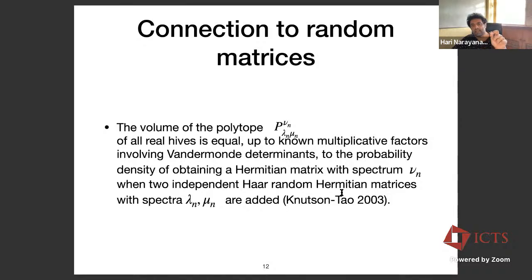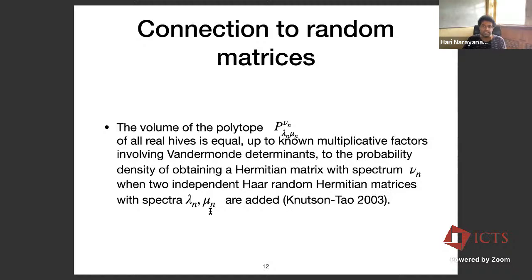Then you similarly take a diagonal matrix with spectrum mu n and you conjugate it with an independent unitary matrix from the Haar measure. And the first one also is from the Haar measure. So this is what we mean by two independent Hermitian matrices.